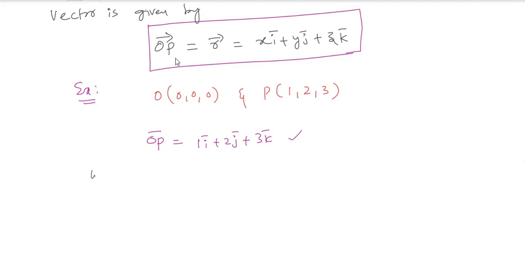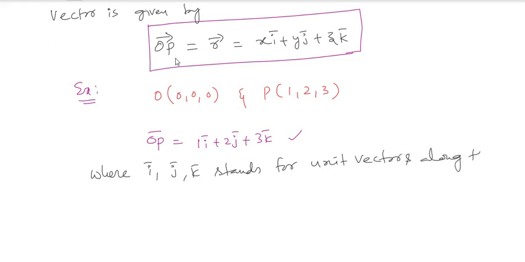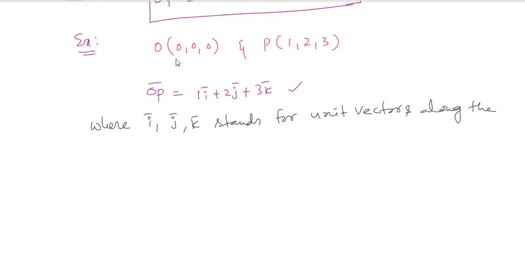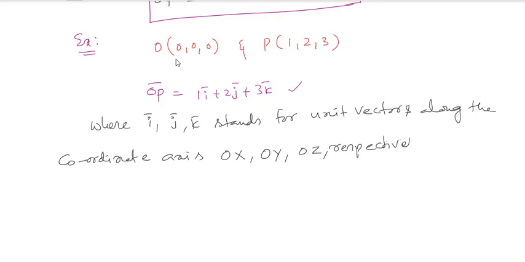So here you note down where i bar comma j bar comma k bar stands for unit vectors. It stands for unit vectors along the coordinate axes, which is along the coordinate axis OX with respect to i, OY with respect to j, OZ with respect to k, respectively. Am I right or not?